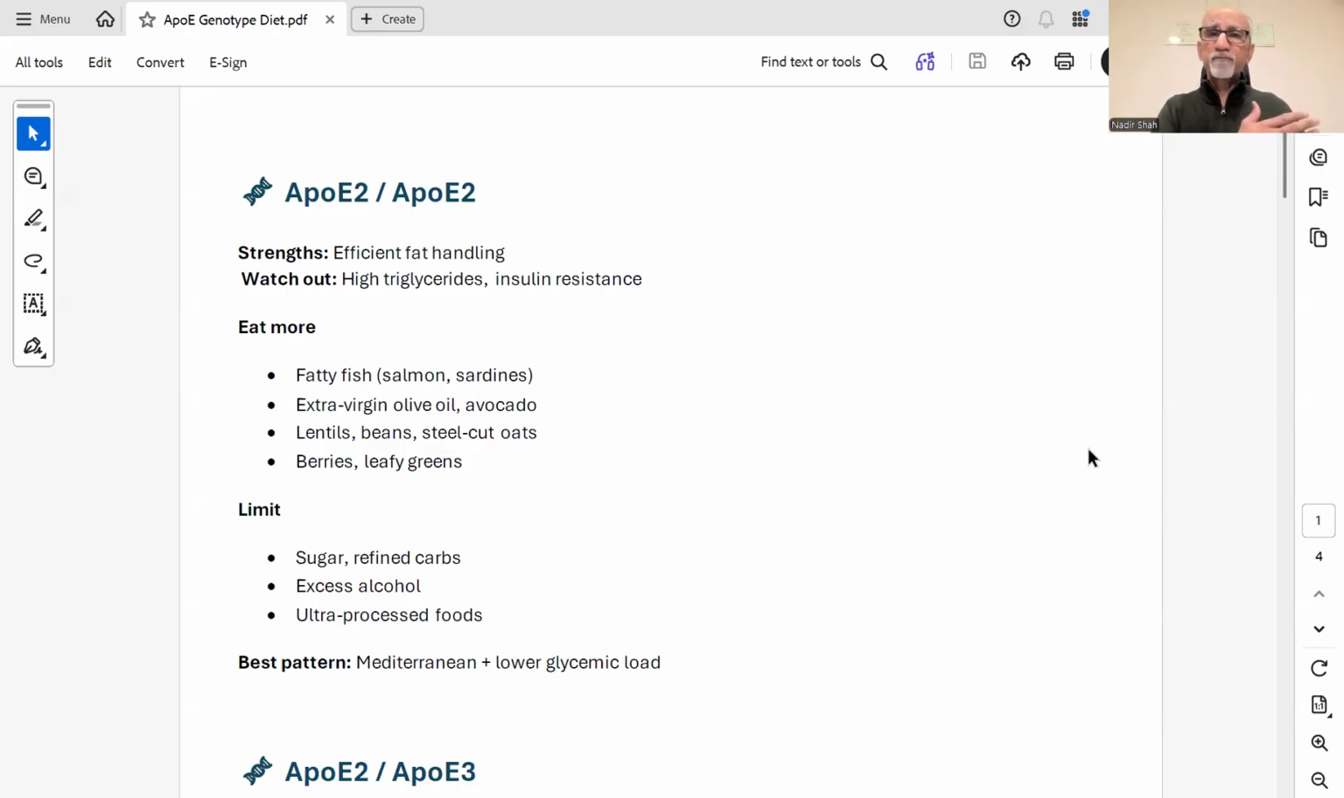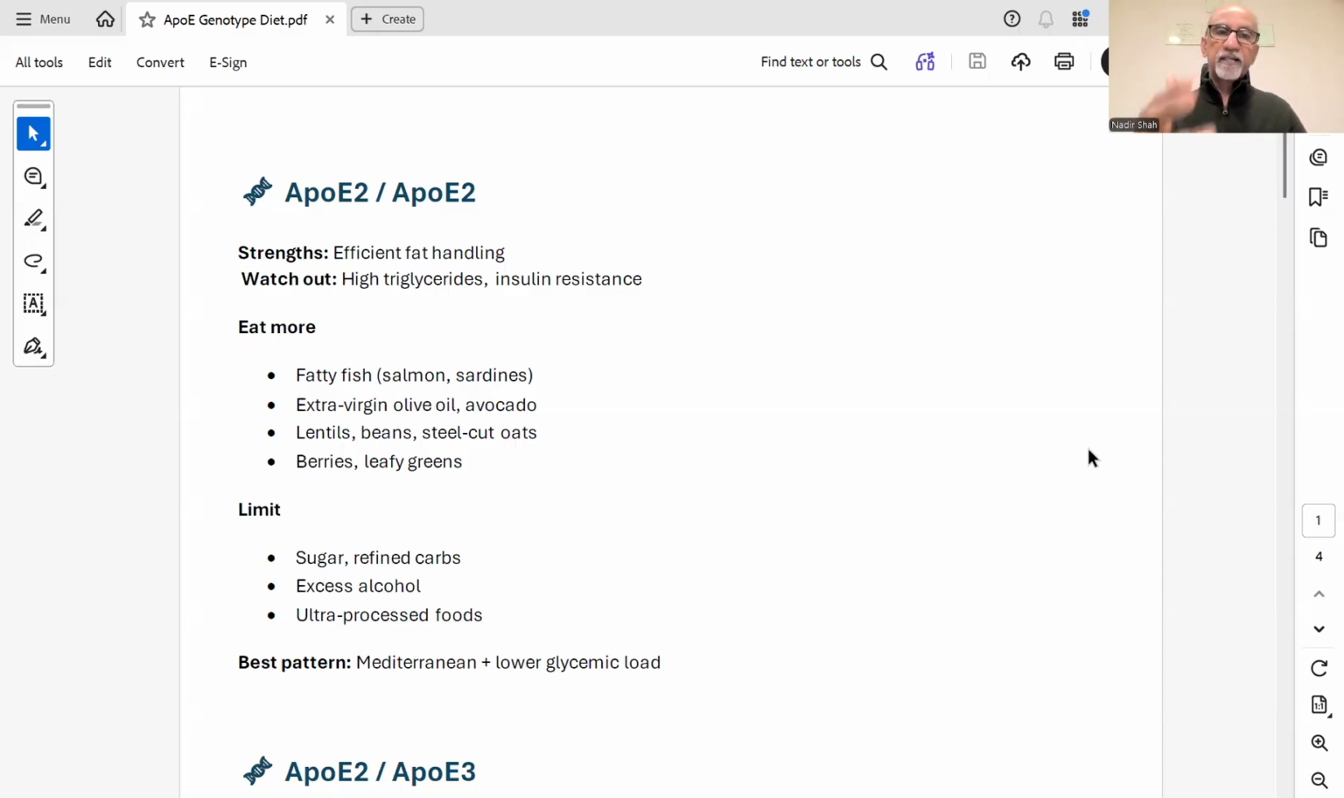So I saw a variety of things in the scientific literature. Then I gave those parameters, my prompt questions, to the AI, ChatGPT. And I went through many dialogues with ChatGPT back and forth, finalizing this table of what one would think the diet should be based on the ApoE genotype, okay? And this is what I'm sharing with you.